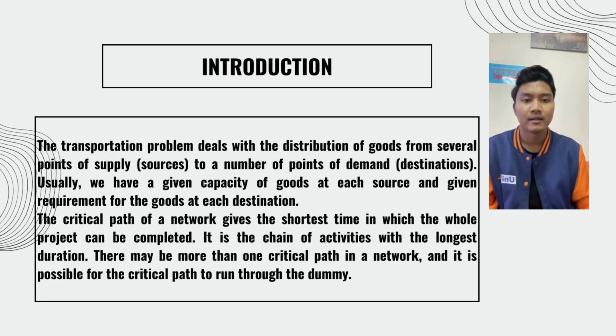Next, the critical path of a network gives the shortest time in which the whole project can be completed. It is the chain of activities with the longest duration. There may be more than one critical path in a network, and it is possible for the critical path to run through the dummy.